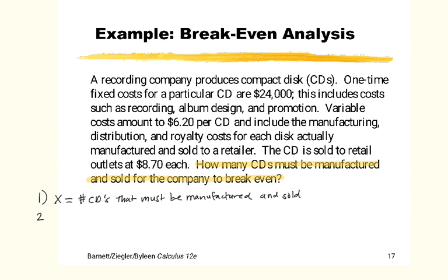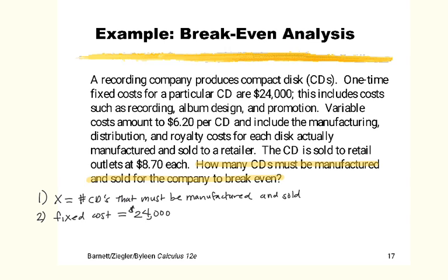So step 2 says to express any known quantities and also to represent any unknown quantities in terms of the variable in the first step. So in this case here, our known quantities, it says that a one-time fixed cost is $24,000. So I'm going to say here the fixed cost equals $24,000.